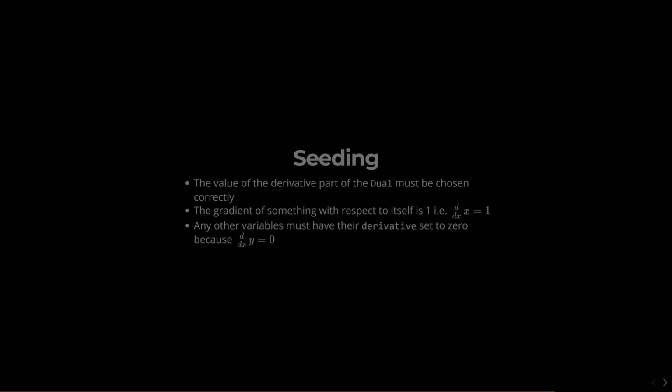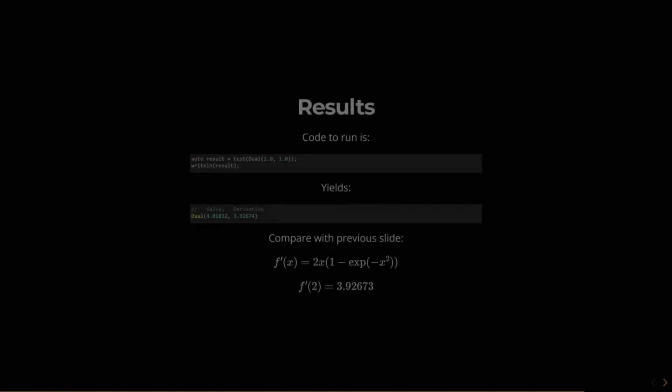Their derivative with respect to x is 0. So our final code then to run is this. So we have result, and then we've applied this dual number with the correct seed to result. And if we print it, then we end up with a dual of like 4.01 and then 3.92, which we can compare with the gradient we calculated a few slides back, and we can see that we got the right answer.